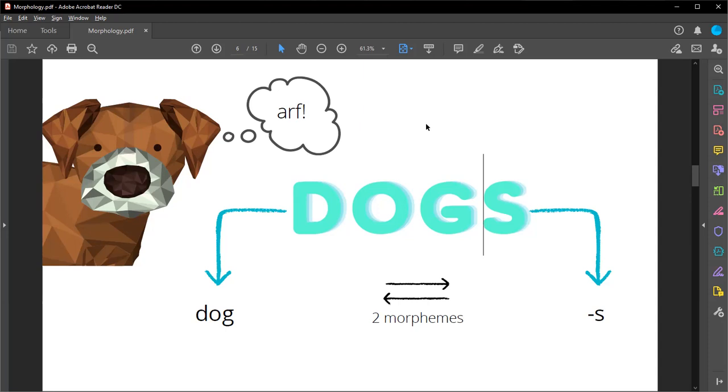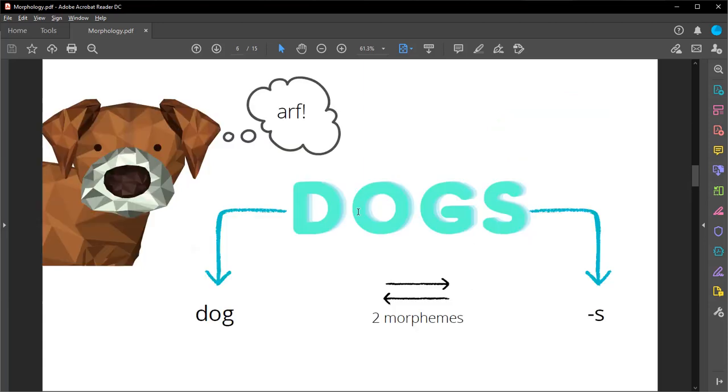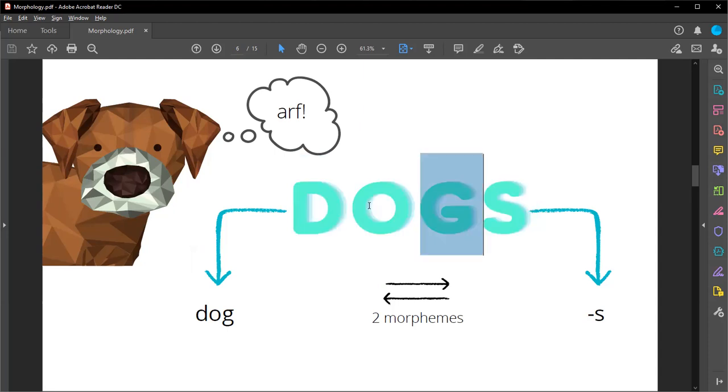So in here, let's go back. The dogs actually, this is a morpheme, but this composes of two morphemes. Why? Because basically again, what is morpheme? Morpheme is the smallest unit of language. So what is the smallest unit of language in dogs? We have dog. Why dog? Why should we not consider the dogs directly? Because we can comprehend dog before dogs. Before dogs are made, there is one dog, right?